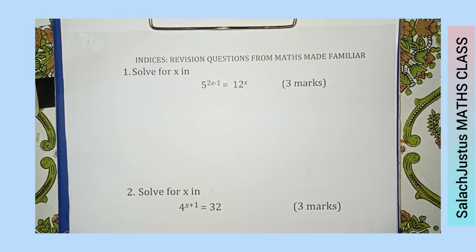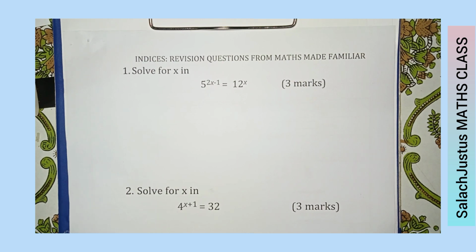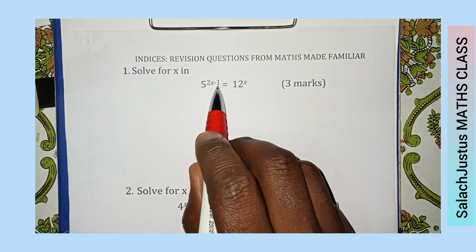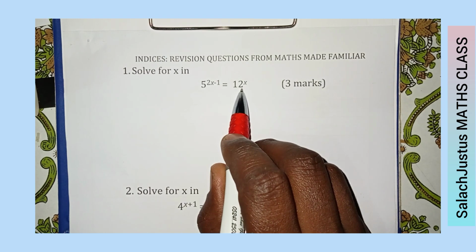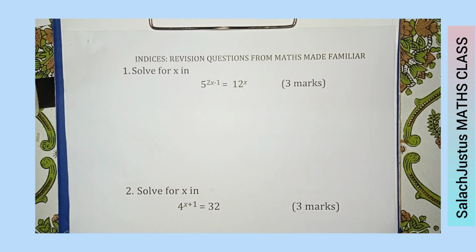Welcome to this lesson. I want us to look at these questions over here. They are revision questions from KCSE examinations over the years. Looking at question number 1, we have 5 raised to power 2x minus 1 equal to 12^x. Over there, we can begin to solve. So grab your pen and a piece of paper.